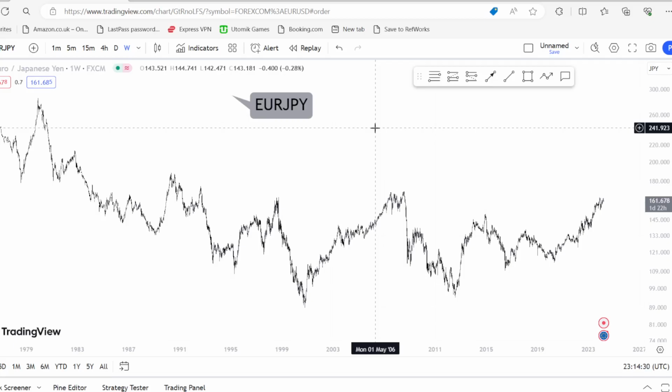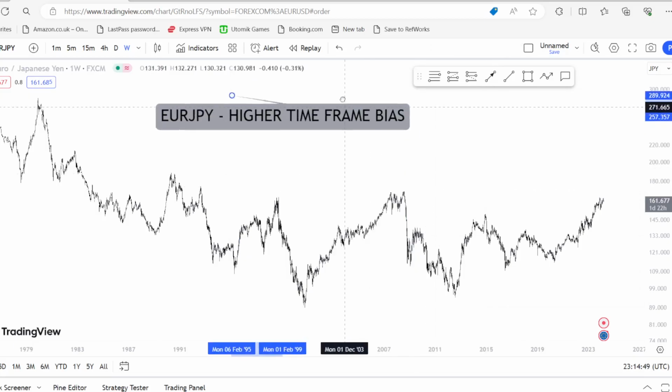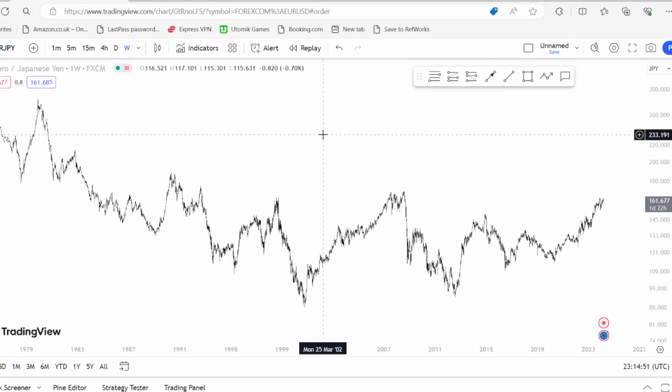how to build a bias in the market, what you should do to build a bias in the market. A lot of people say, oh, with ICT concepts, how can you determine a directional bias, a higher time frame bias? This is exactly what we're going to be going over in this video. So we need to develop a higher time frame bias. With that being said, let's get into the video.